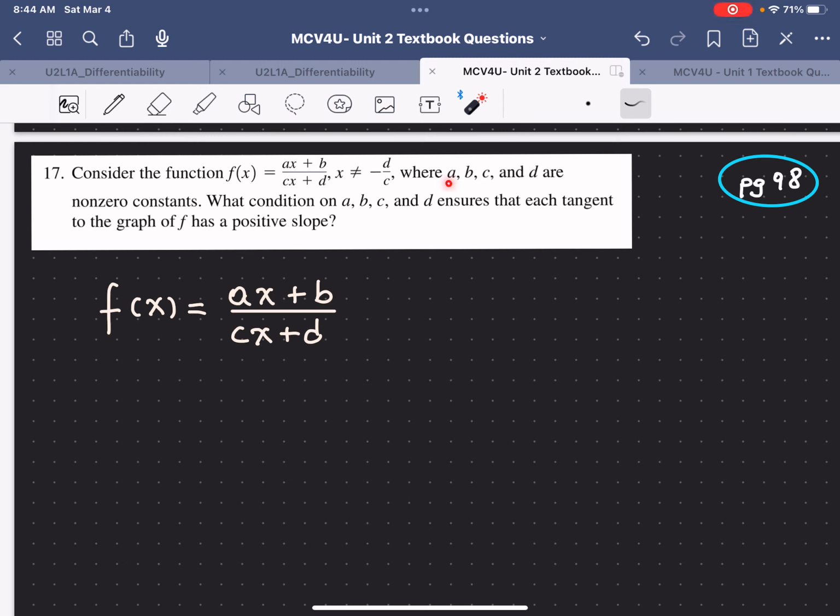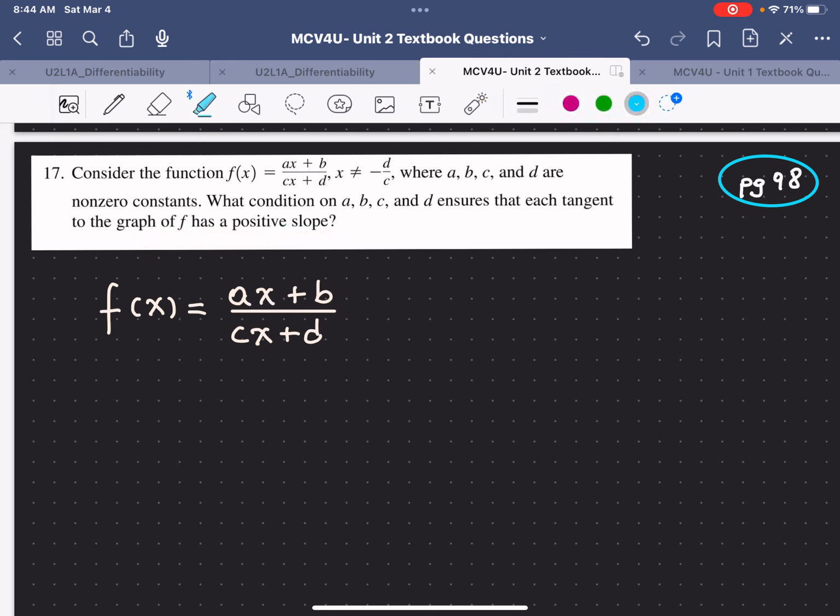Now a, b, c, and d are non-zero constants. As you can see, these are all constants, and the reassurance that we are given here is that they're not zero. So what are the conditions on a, b, c, and d to ensure that each tangent to the graph of the function has a positive slope?